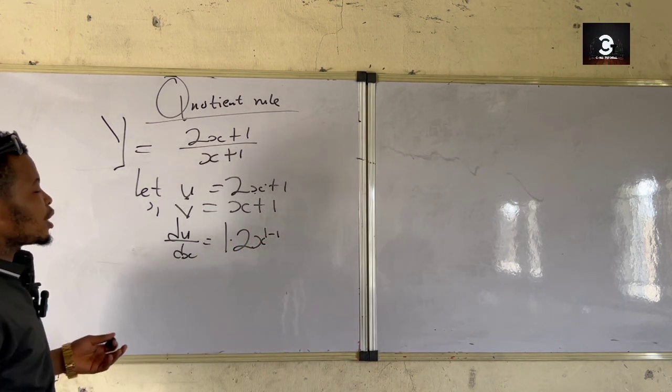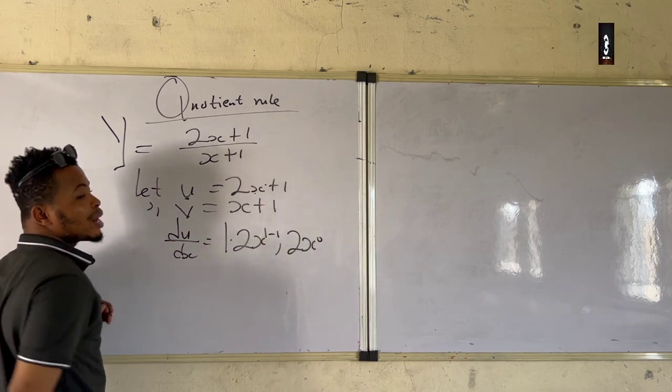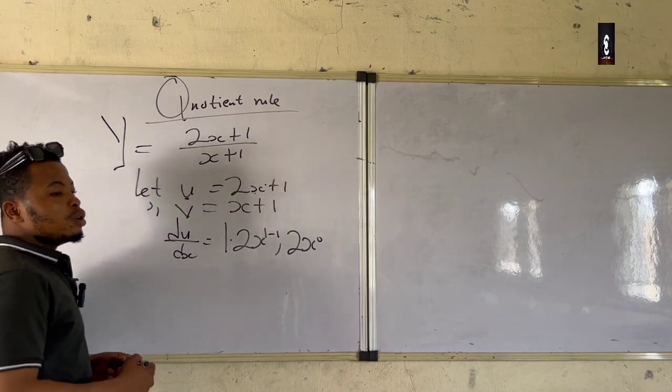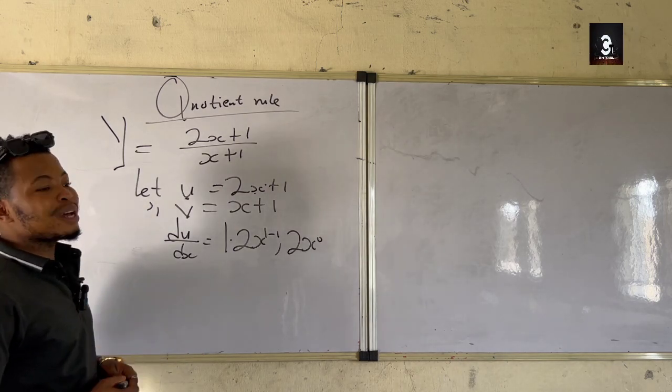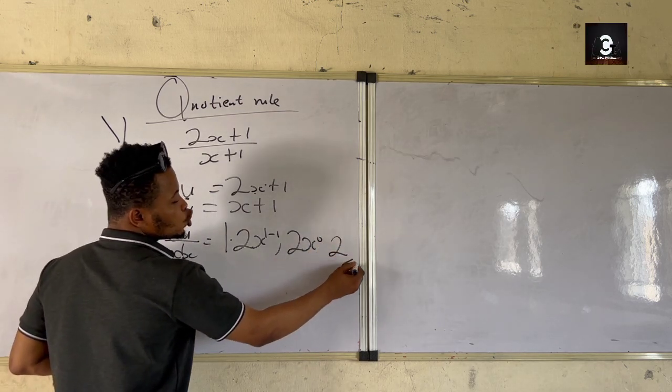It is automatically 0. 1 times 2 will give me 2, x raised to power 0. 1 minus 1 is 0. So anything raised to power 0, power law or law of indices, anything raised to power 0 is 1. So this is automatically 2.